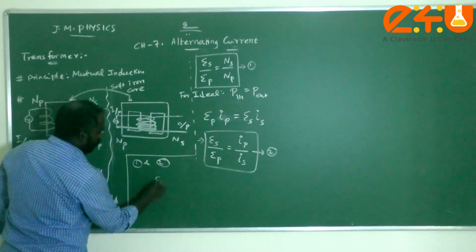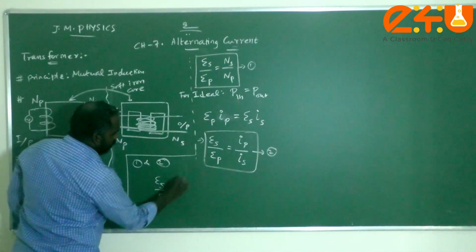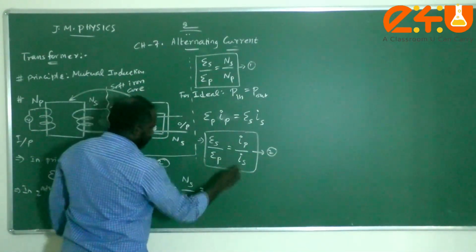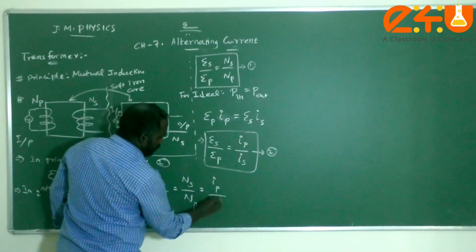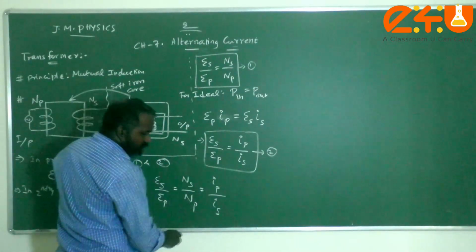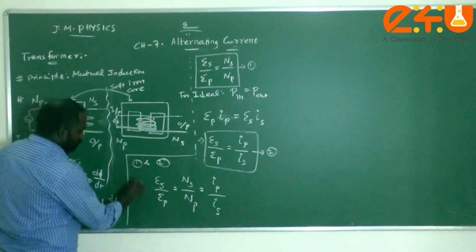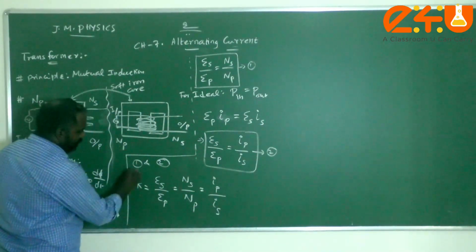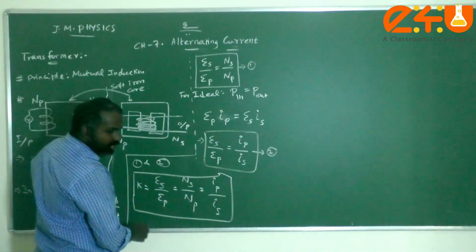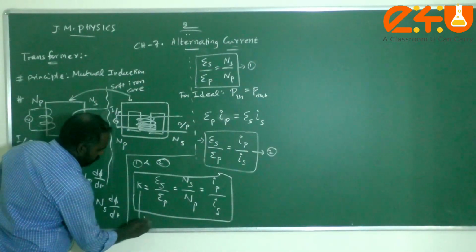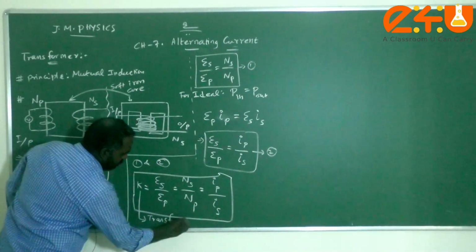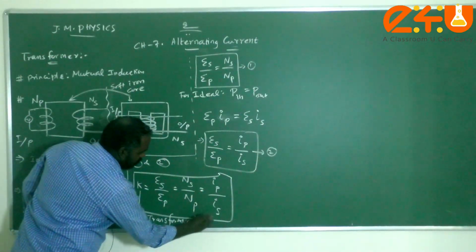That is nothing but what, children? ES by EP, that is equal to NS by NP, that is equal to IP by IS, that is primary or input current, secondary or output current. All these ratios are equal to some constant. That constant is taken to be K, that is known as the transformer constant, where K is called the transformer ratio.